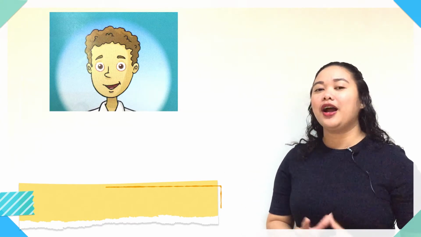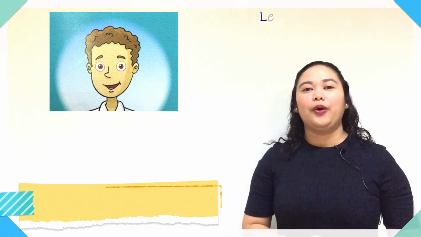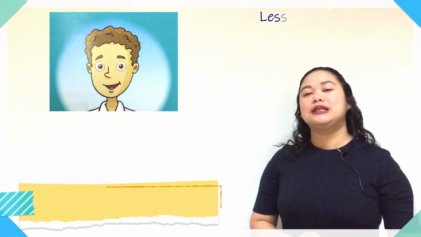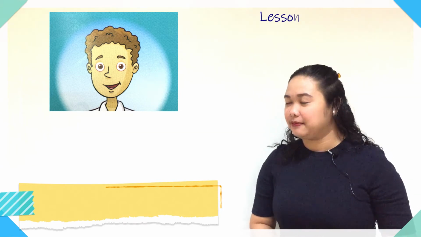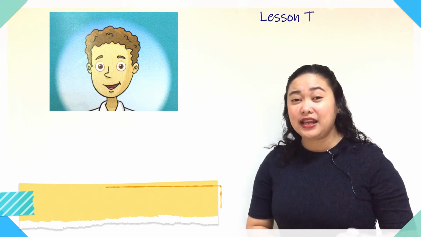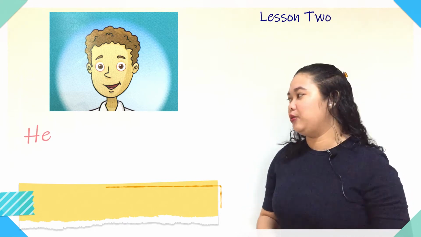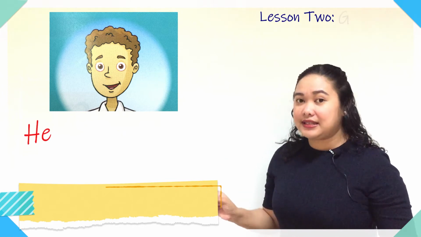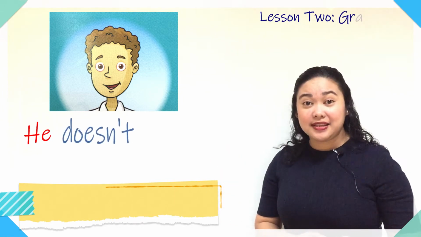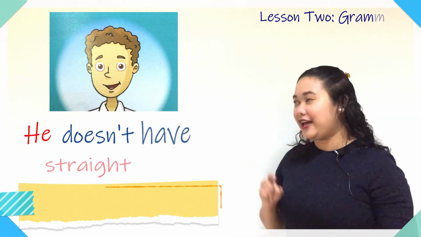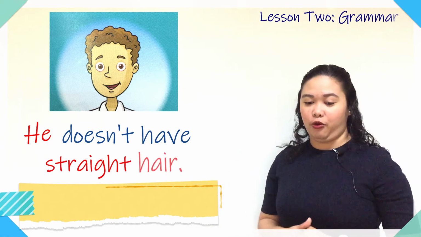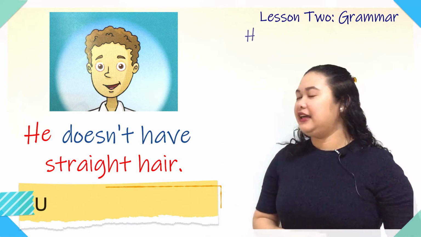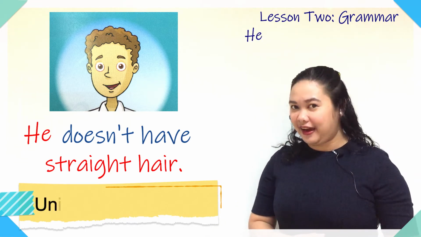Look here. Look at our picture. Do you remember who's this? What's his name? Yes, this is Adam. Good. Now, Adam is a boy. So we will use the pronoun he. He, and again we will use doesn't have. So we add he doesn't have straight hair. Right? Look at his hair. He has curly hair, or he has short hair. He doesn't have straight hair.